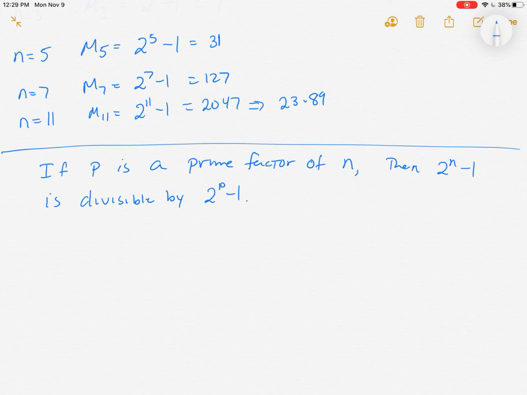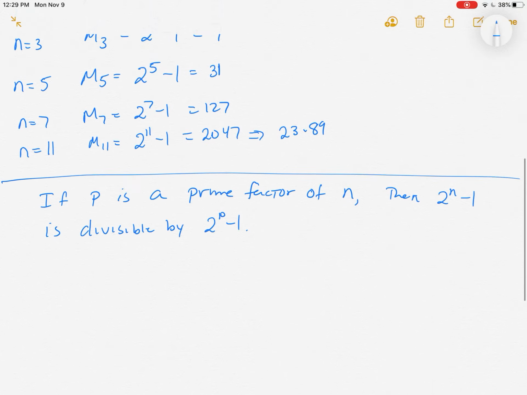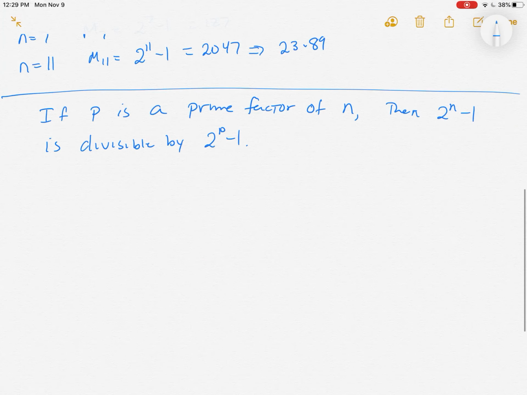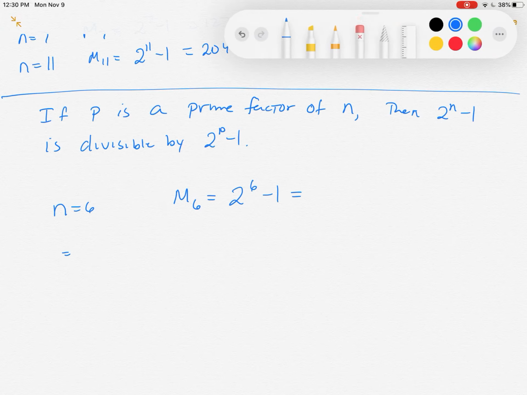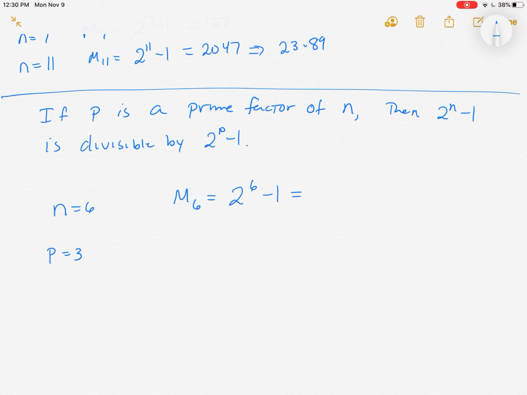So let me show you this in a small way. Remember, n's not just some arbitrary number. n is related to this Mersenne prime thing. So let's suppose I wanted n to be 6, meaning I want to find the Mersenne 6 number, meaning I want to take 2 to the 6 minus 1. What they're claiming is, if you had a prime factor of 6, well, there's 2 of them. Let's choose 3. It's saying if 3 is a prime factor of n, then 2 to the 3rd minus 1 will go into this number. Well, 2 to the 3rd is 8, minus 1 is 7. So I'm expecting this number to be divisible by 7.